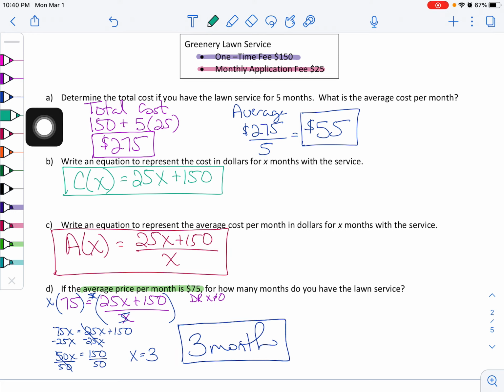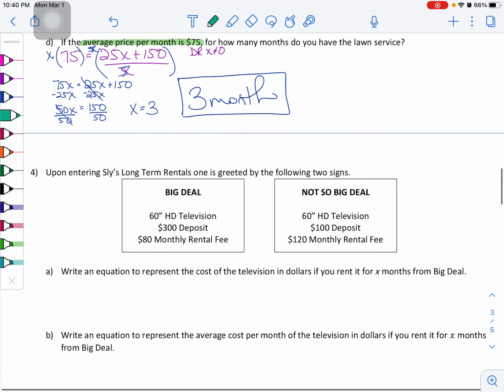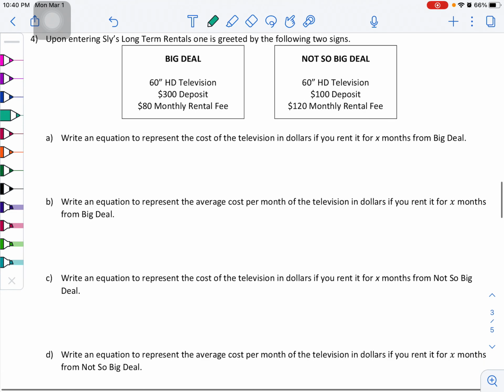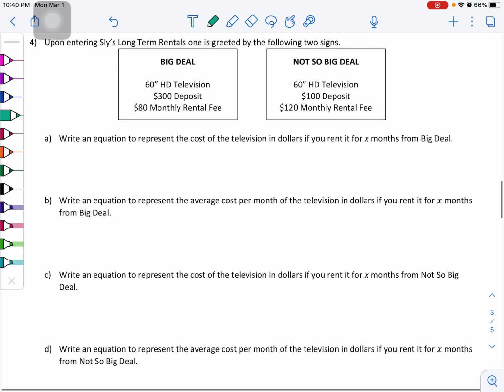What I did when I was looking at it was, if this is $75 per month, I kind of was comparing it to my answer from part A, where I had the cost of 5 months, and the average cost over 5 months was a lot less than it, so it made sense. All right, so that's problem number 3.